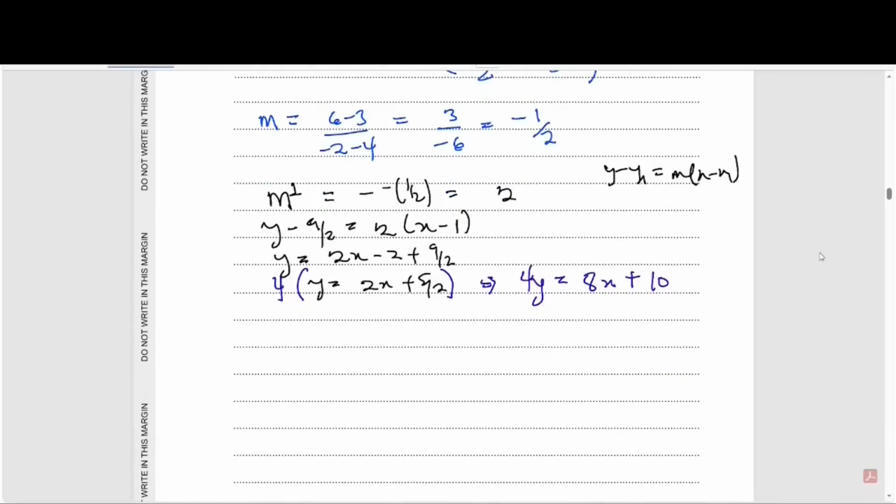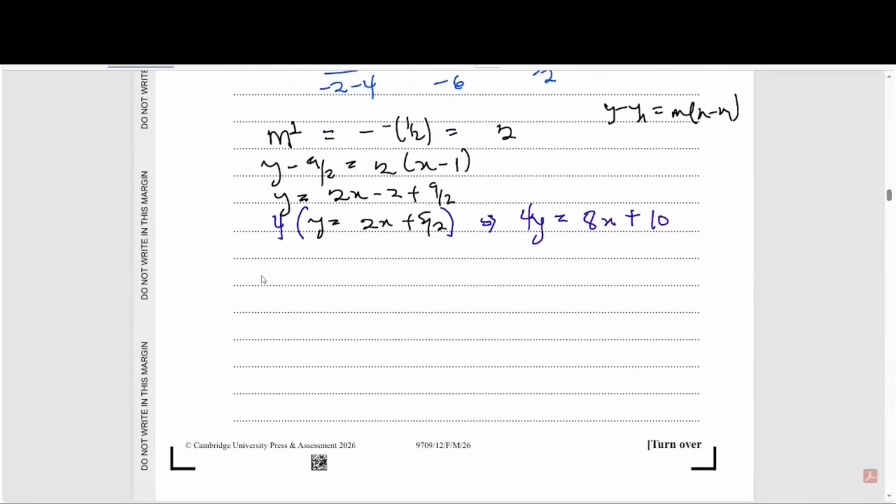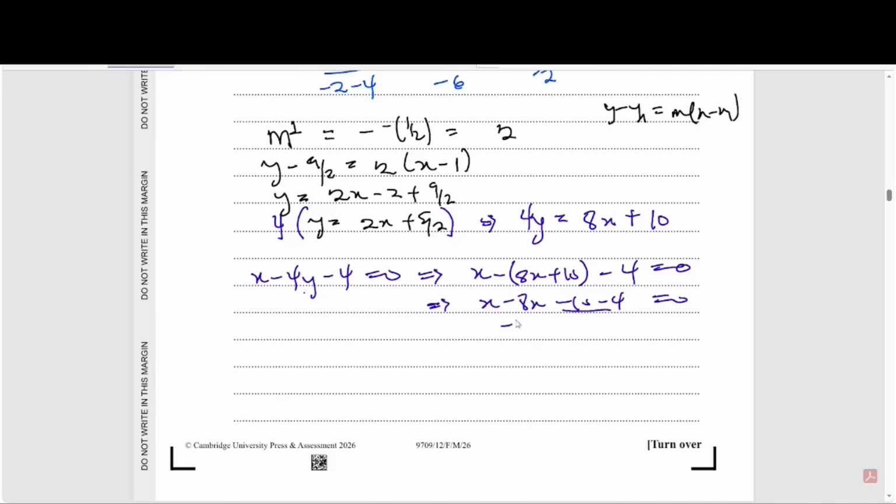So that equation is x minus 4y minus 4 is equal to 0. I'm going to get x minus the 4y, which is now 8x plus 10 in brackets, then minus 4 is equal to 0. Now we have x minus 8x minus 10 minus 4 is equal to 0. Now this is going to be negative 14. To the other side, we have positive 14. Then we have negative 7x is equal to 14.